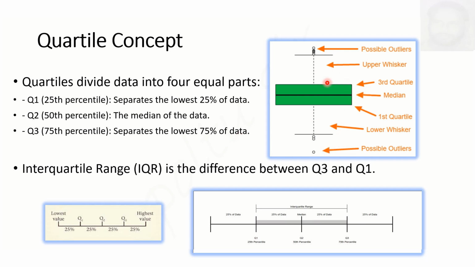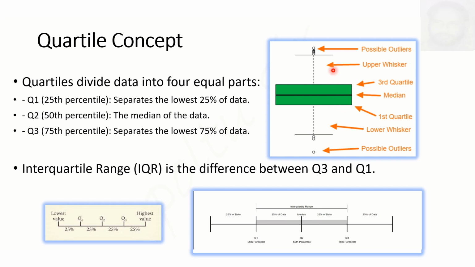If you look here, this is the first quartile. Below this point, these are 25% of the data, and this is the lowest 25% of data. Then up to this point, this is Q2, the median. Below this point, these are 50% of the data. Then the third quartile, this one, Q3, the 75th percentile. Below this point, these are all 75% of the data. It separates the lowest 75% of data.